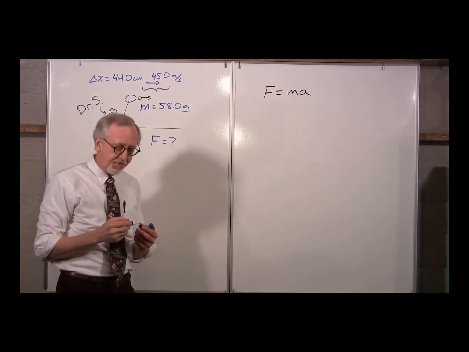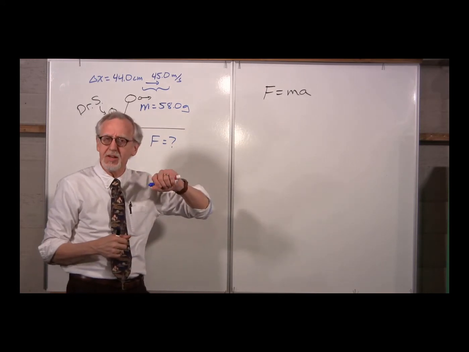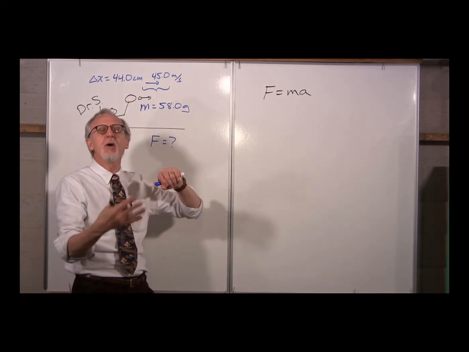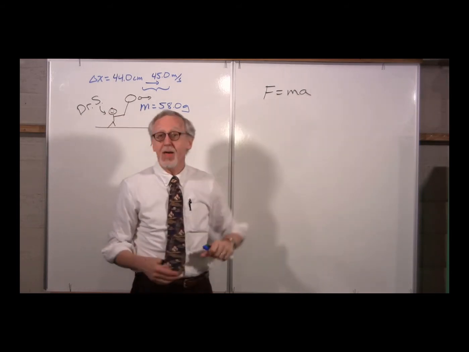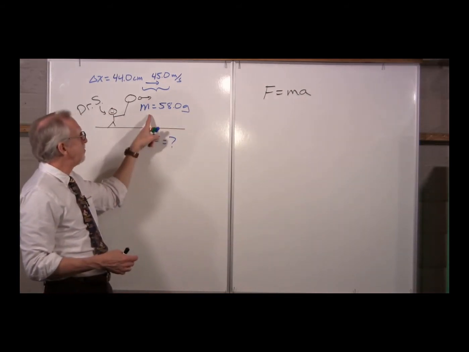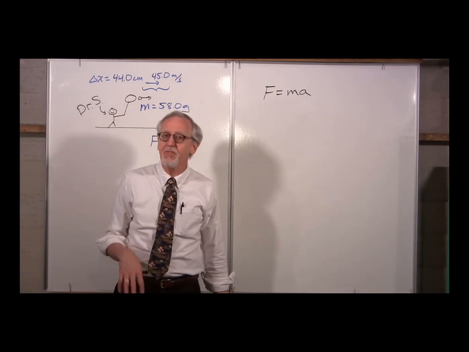To use that to find the force, we need two things. There's our equation that's got the force in it. What else do we need? We need to know everything else in the equation. So we need to know m, and we need to know a. Well, we have m, so we need a. We need to figure out what's the acceleration of the ball. How do we find that?